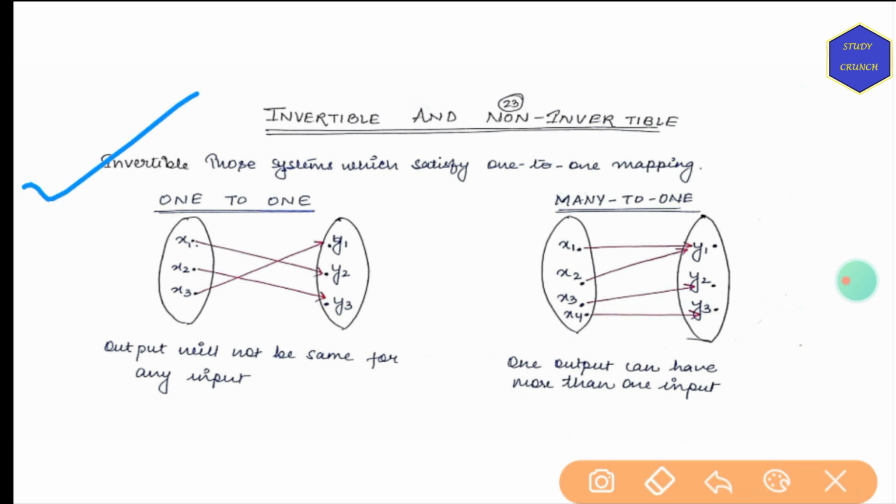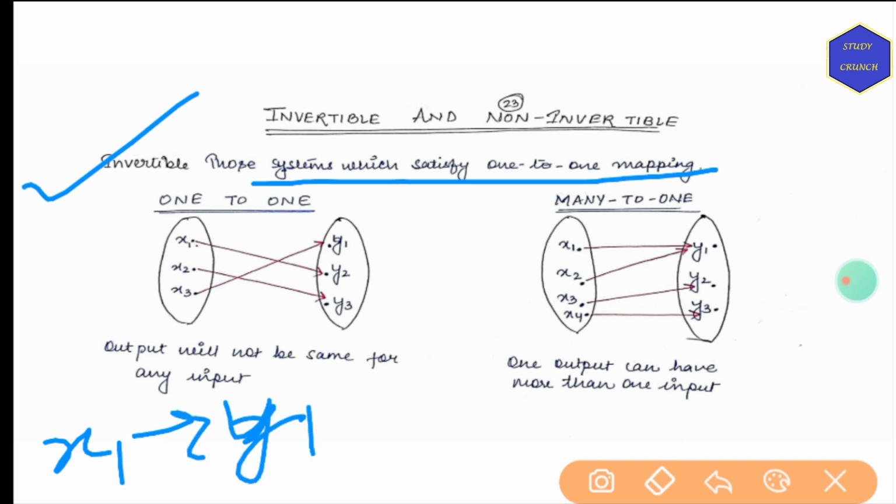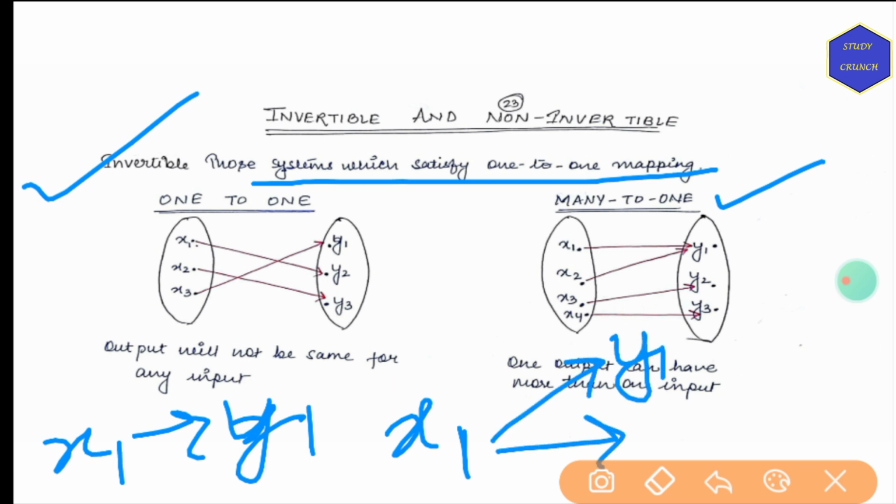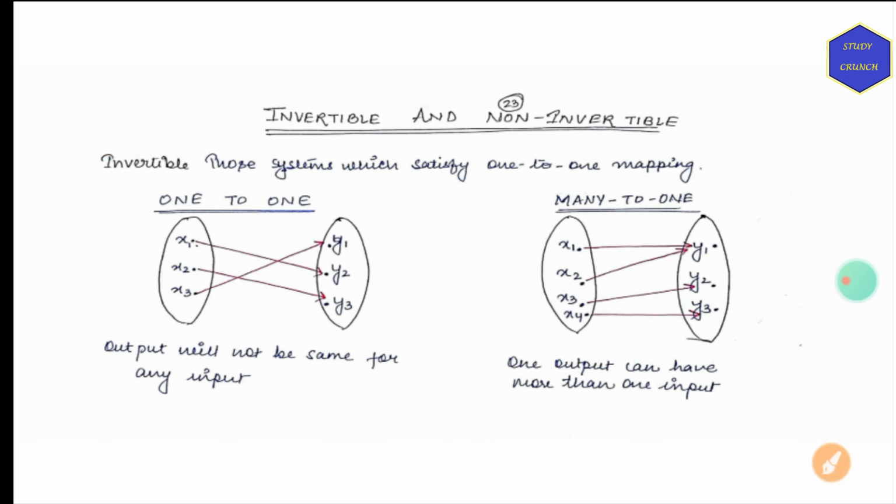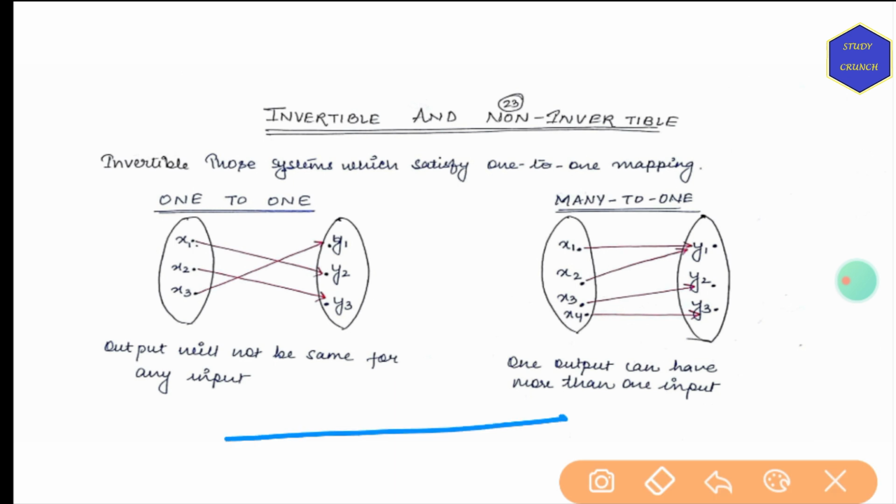Okay, so invertible systems are the systems which satisfy one-to-one mapping. So we have a one-to-one operation, that is, if we have x1, it will only have one output, that is y1, y2 or y3. Any could be possible. Many-to-one is where there will be one input and there will be different outputs, like y1 and y2. I hope this is clear from these diagrams.